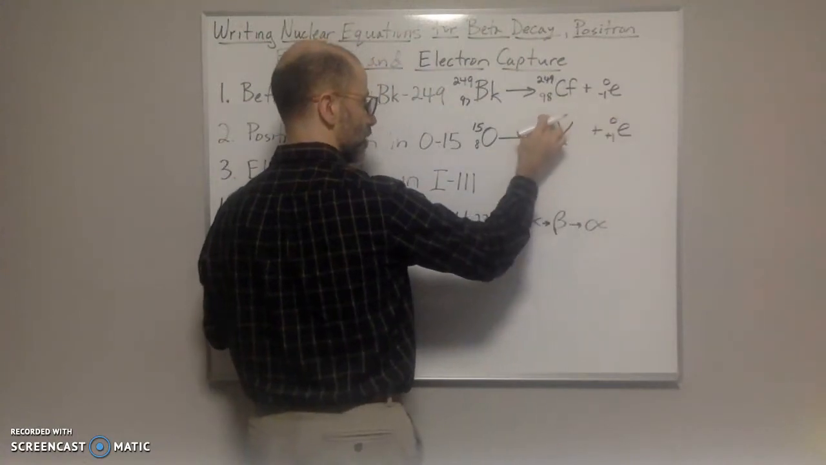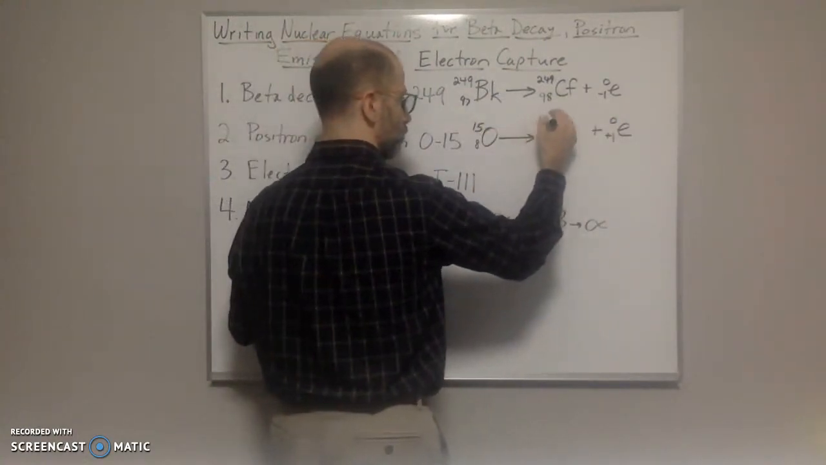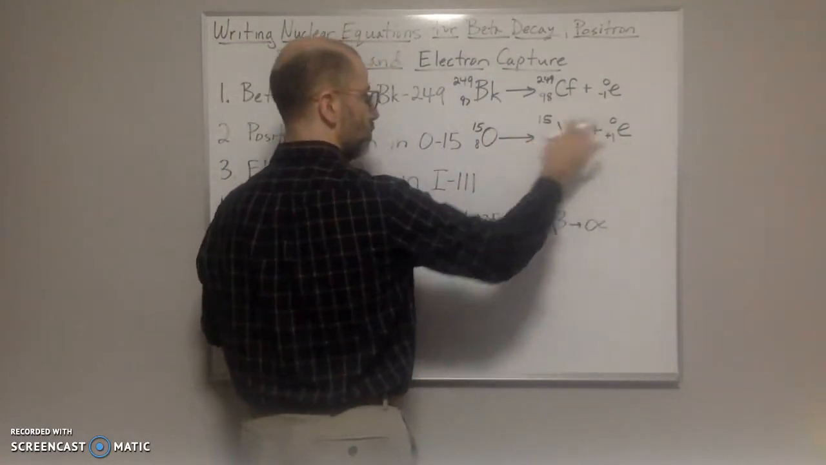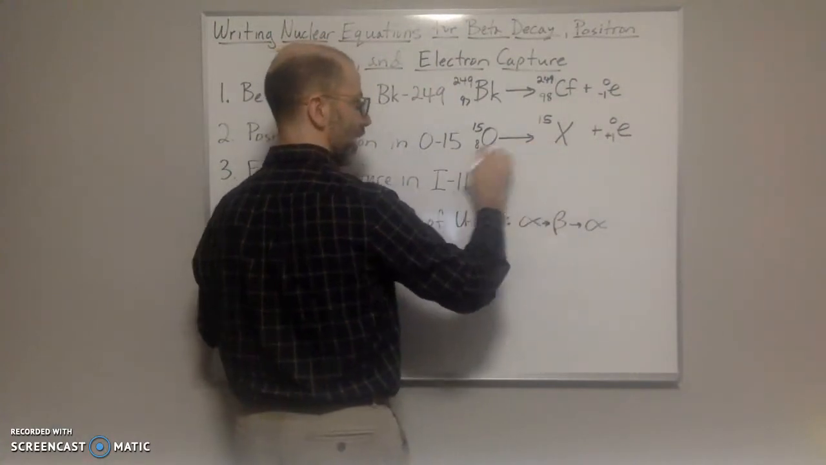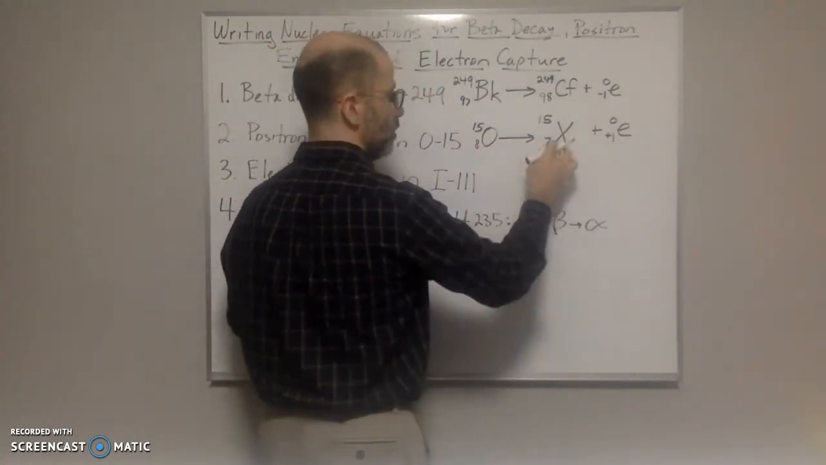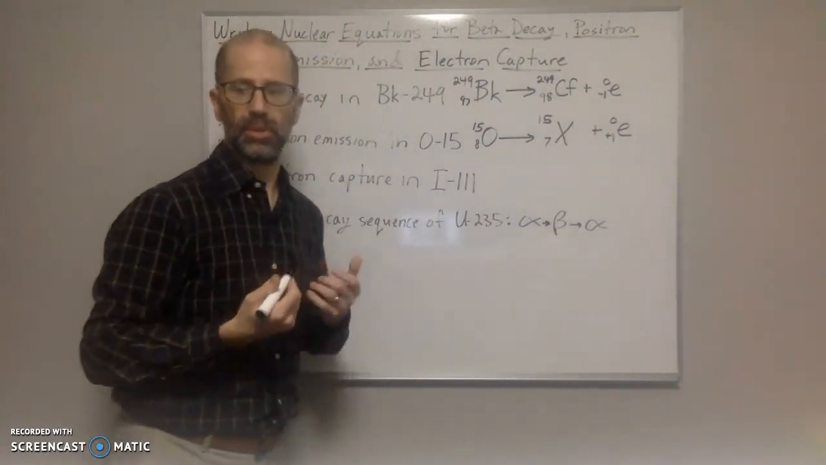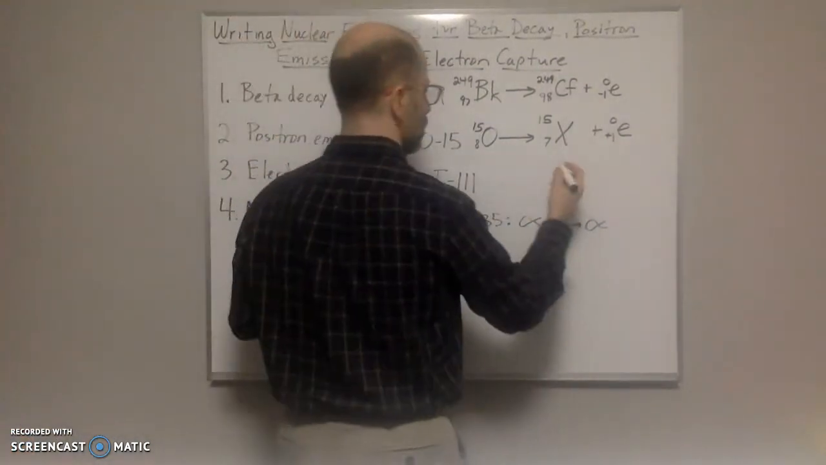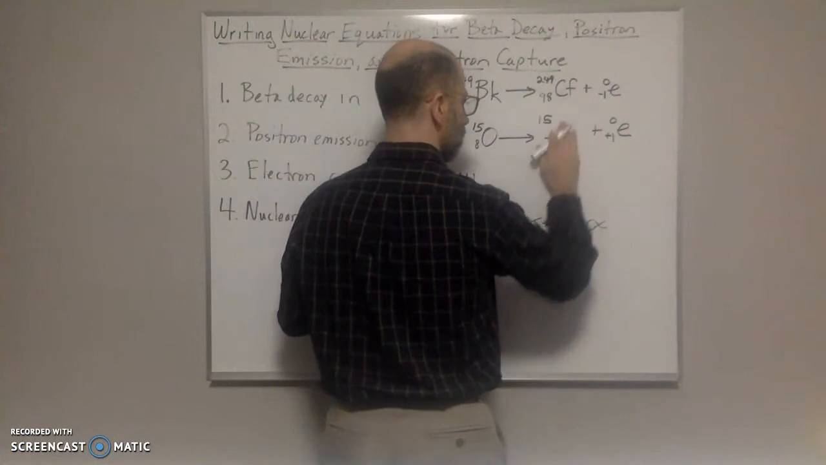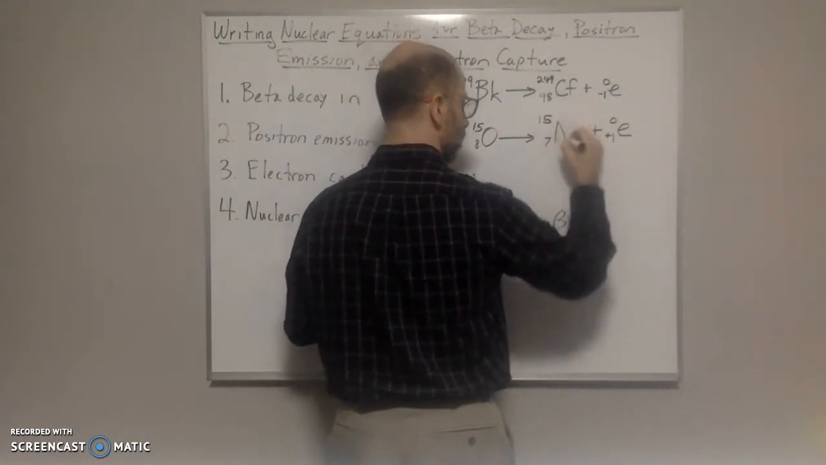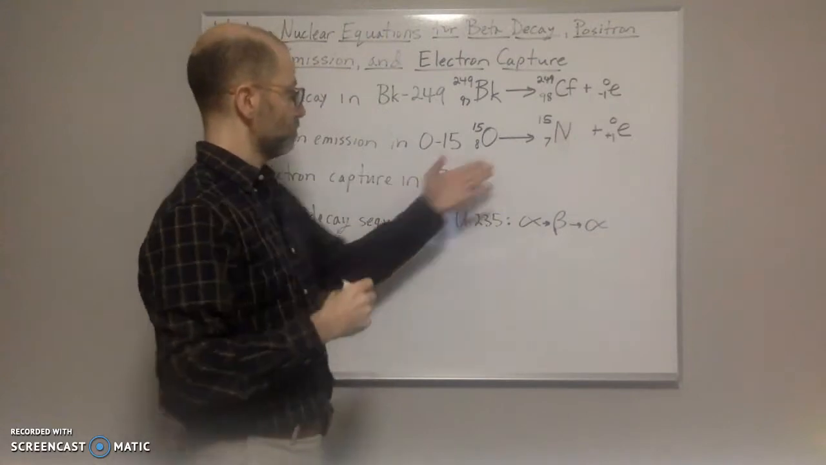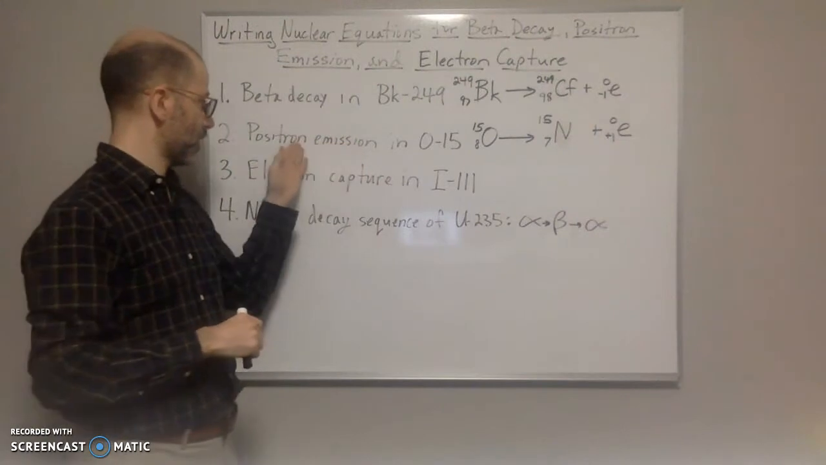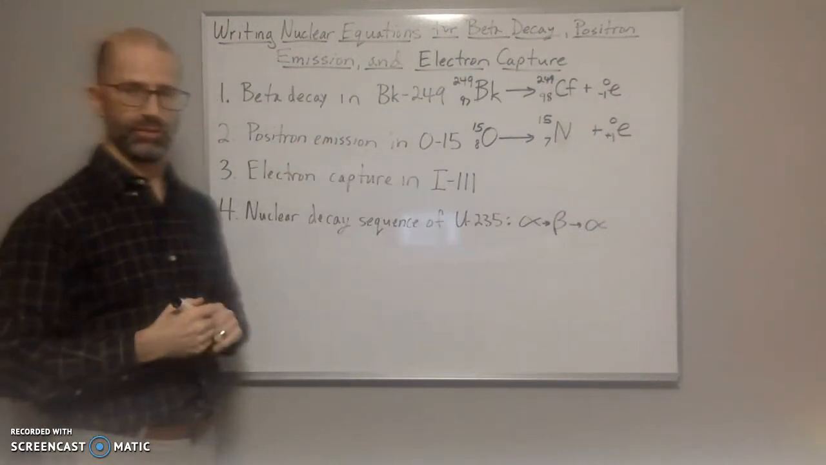So 0 plus blank gives us 15. Well, that's going to be 15. And then +1, 1 plus whatever's here gives us 8. Well, that's going to have to be 7. So what is the atomic number 7? Well, we look that up and we get nitrogen. So the mystery element is nitrogen. So this is the nuclear equation for the positron emission in oxygen 15.